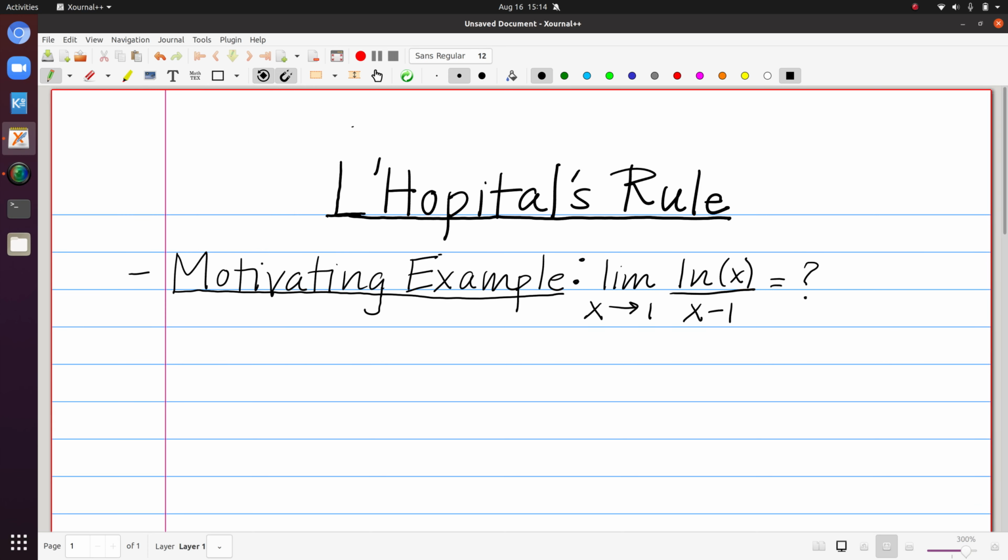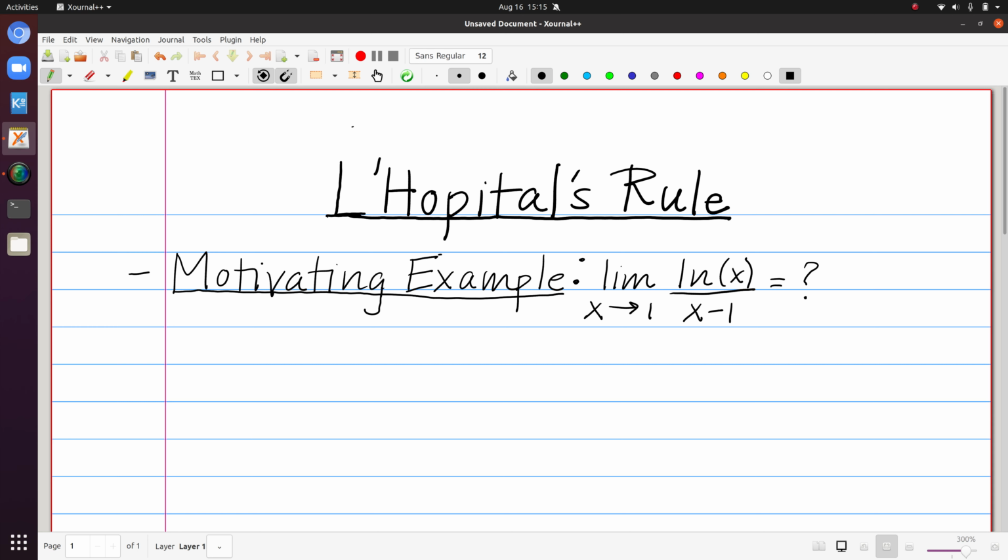In this first video on L'Hopital's rule, I'd simply like to introduce the rule as well as give some insight into why the rule works. I'll start off with a motivating example. We see here that we're looking for the limit as x approaches 1 of the function natural log of x divided by x minus 1.